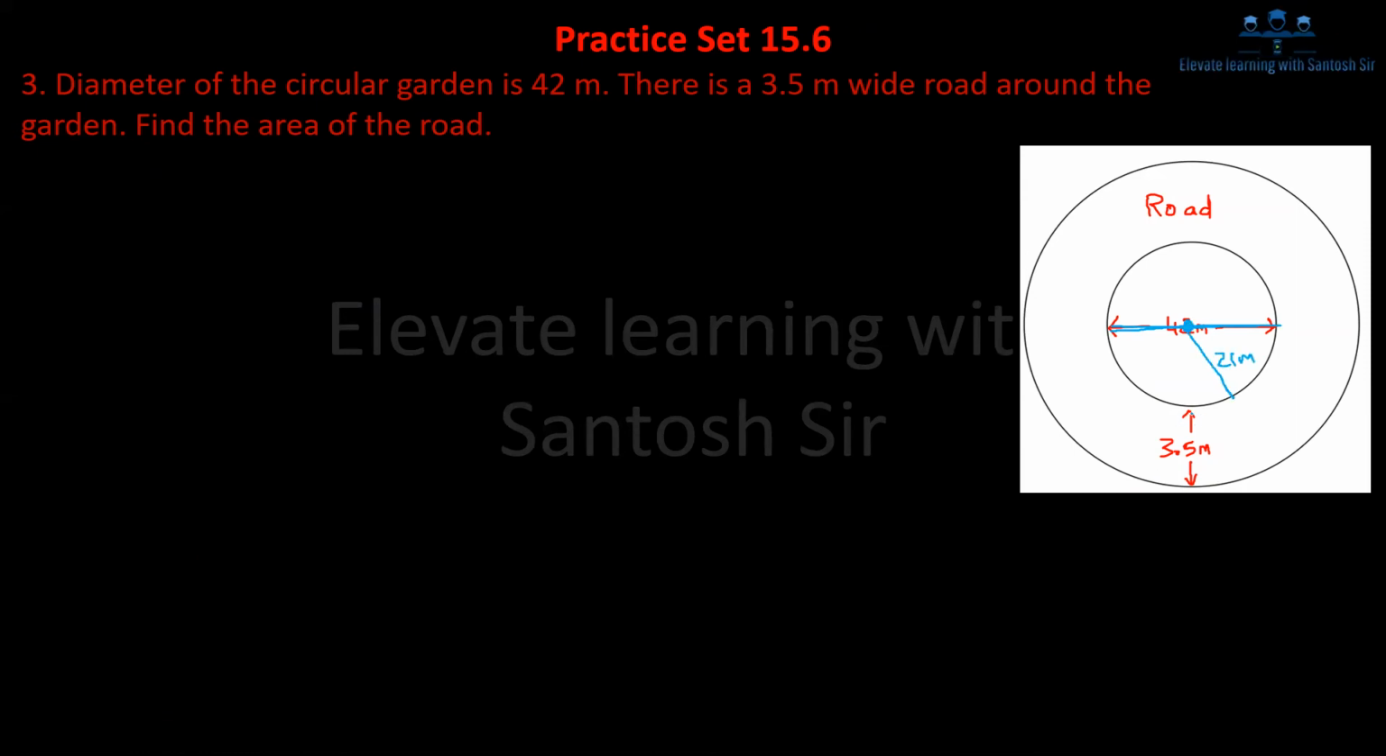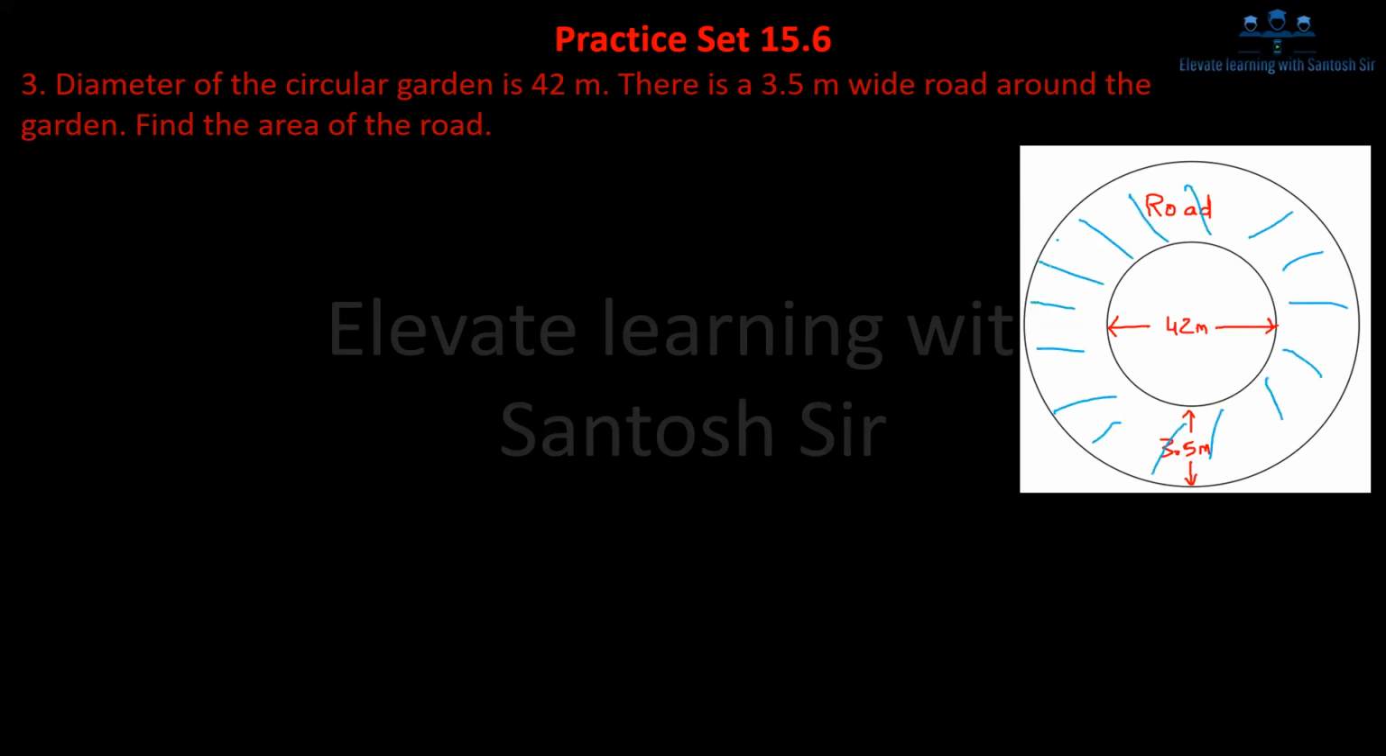We have a 3.5 meter wide road all around the garden. So the width of this road is 3.5 everywhere around the garden. So this makes another circle. And if I ask you what is the radius of the circle outside, or what is the radius of the bigger circle, you can simply add the radius of the inner circle with the width. And this total is nothing but the radius of the bigger circle. In this problem, they are asking us to find the area of the road, means this region.